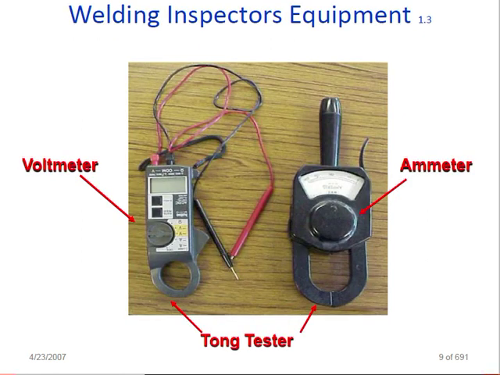What is the requirement of welding inspector equipment? Same, voltmeter and ammeter. I give one picture here of how it looks like. It is the tong tester. We can check the voltage from the voltmeter here, and the ammeter we can check on this machine. This machine is called the tong tester.